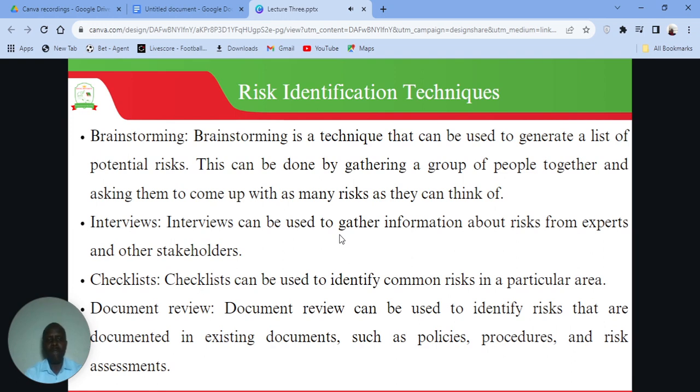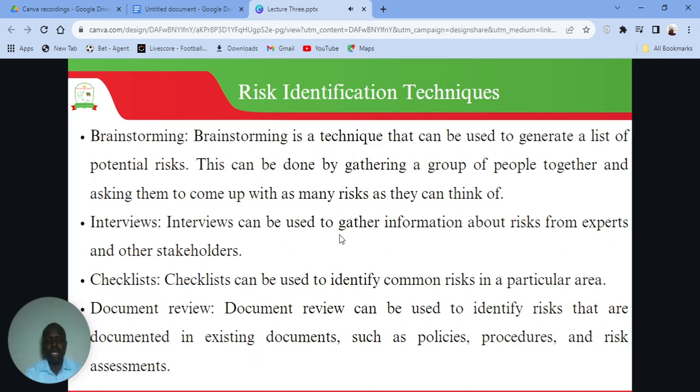The other one is interviews. They can be used to gather information about risks from experts and stakeholders. So we have those that are good in affairs to do with risk. We can consult them. Maybe they are consultants around organizational risk and risk management. We also have a checklist. A checklist can be used to identify common risks in a particular area.